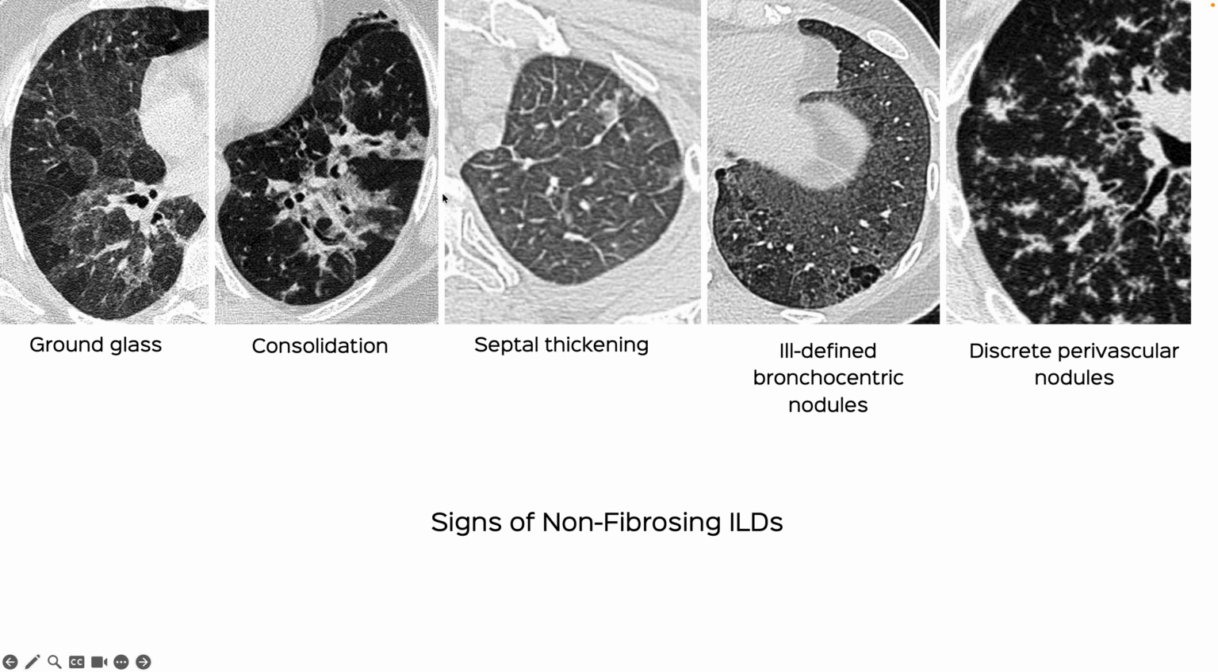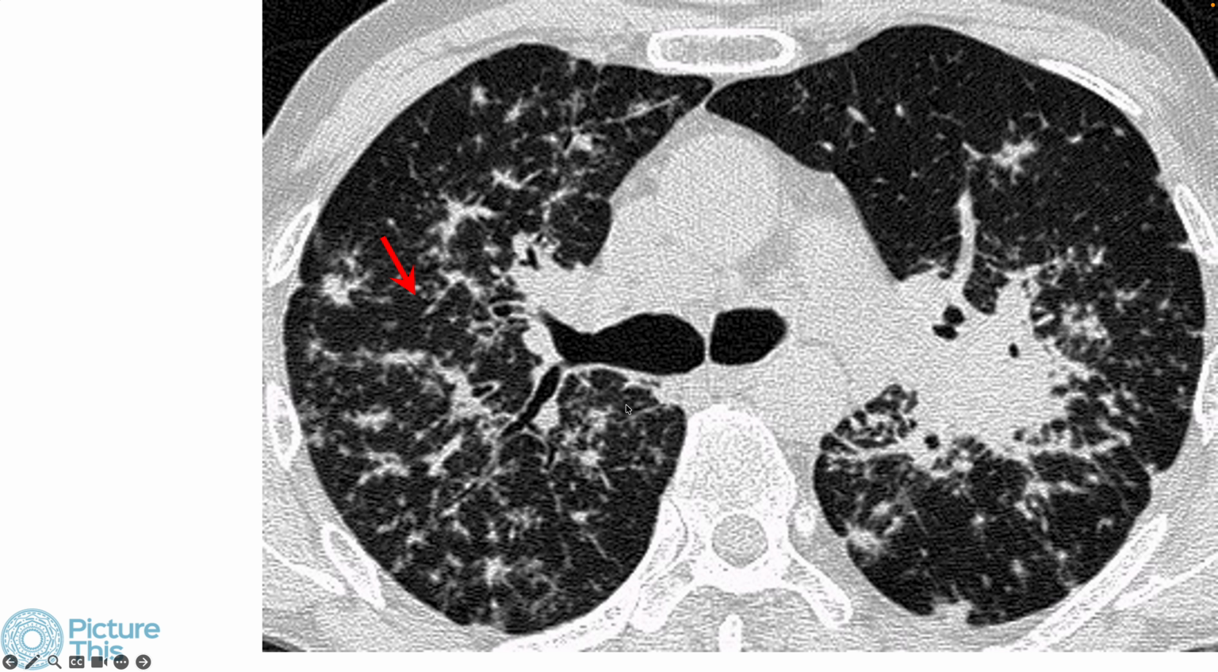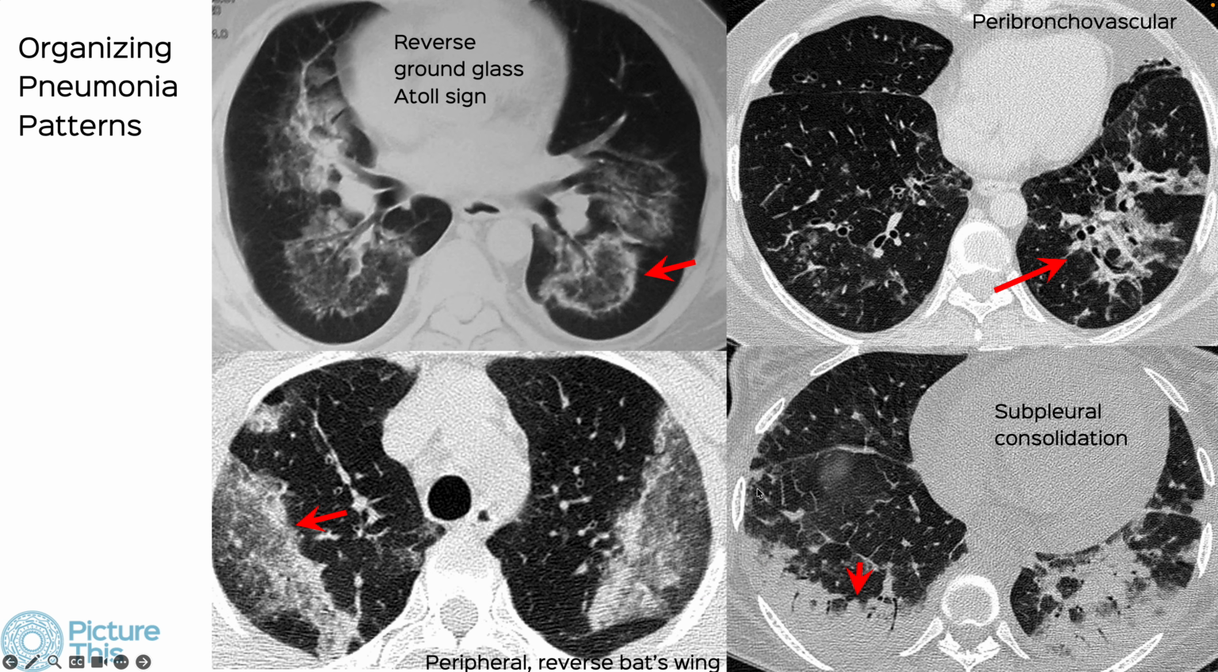Non-fibrosing ILDs are characterized by ground glass, consolidation, septal thickening, ill-defined and discrete nodules. And the commonest non-fibrotic ILD in our country is hypersensitivity pneumonitis, where we see these ill-defined non-branching centrilobular nodules. The other common entity is this one, where we see perivascular, fissural, and subpleural nodules, and this is sarcoidosis.